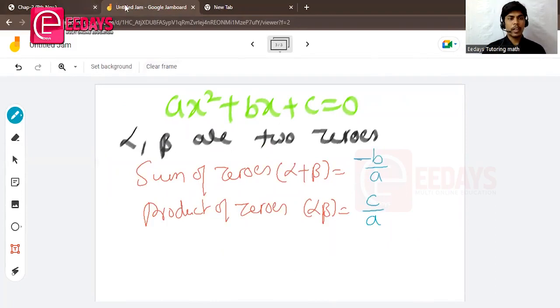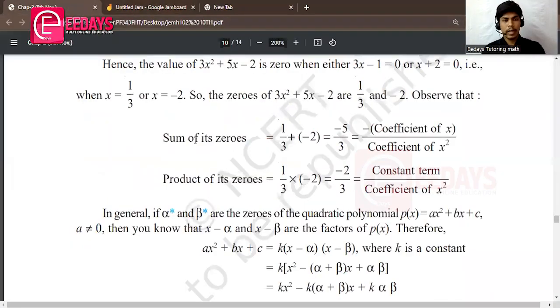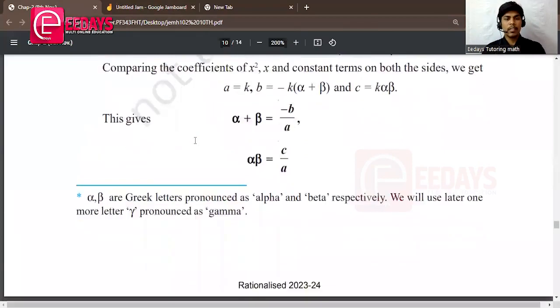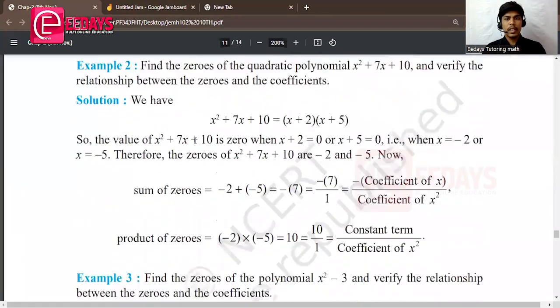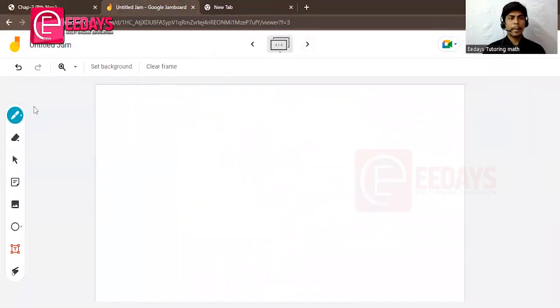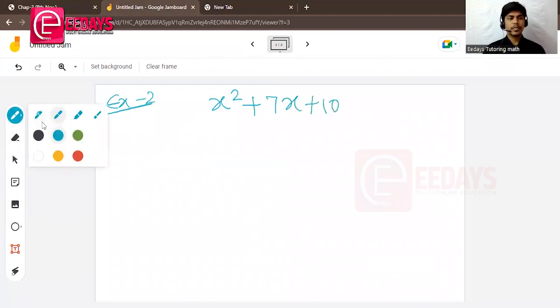Let's solve an example question, then you can understand better. Let's start with the example. Here alpha plus beta is equal to minus b by a, and alpha beta is equal to c by a. Let's start with example 2. Here in example 2 they have given x square plus 7x plus 10. So first you compare with the general form.